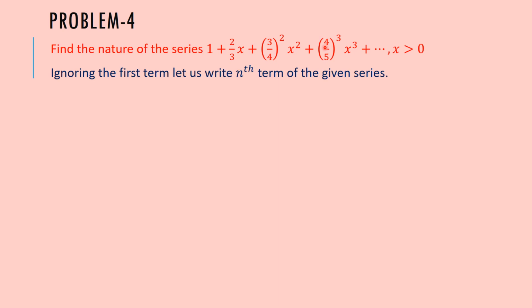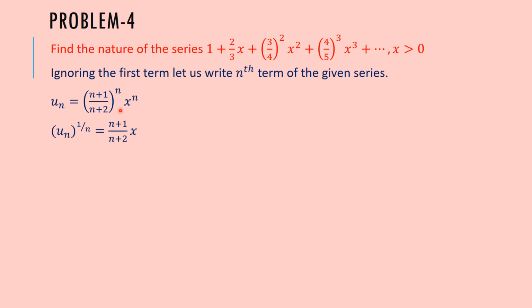We ignore the first term, and if you ignore the first term, there will not be much change for this series because it continues up to infinity. So even if we ignore the first term, it doesn't matter. We ignore the first term only whenever we find it difficult to write the nth term and to proceed. For such a series only we ignore the first term. So un equals the nth term, which we can write as n plus 1 by n plus 2 whole power n, x power n.